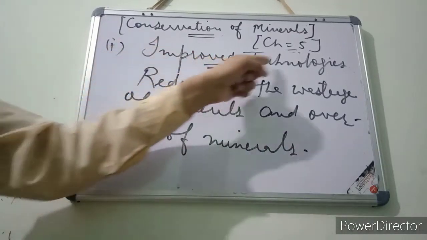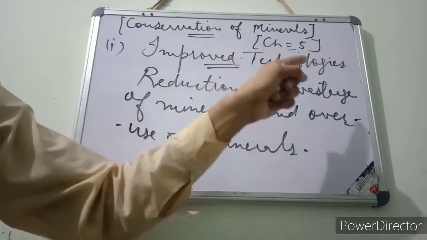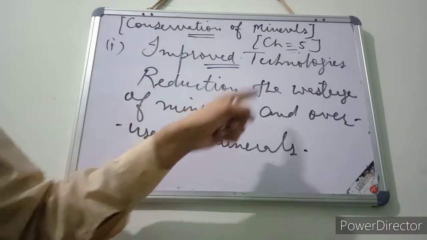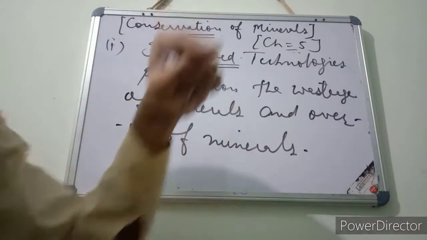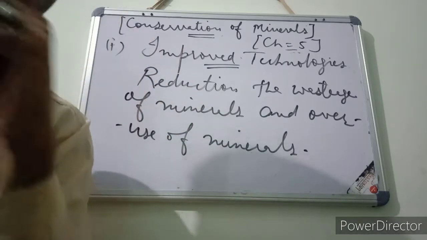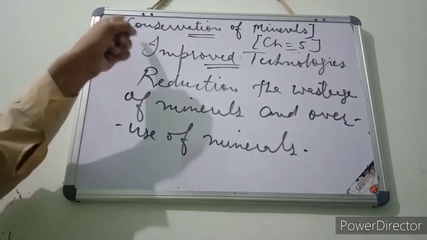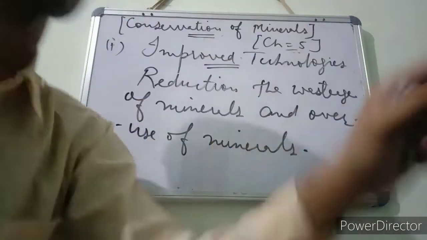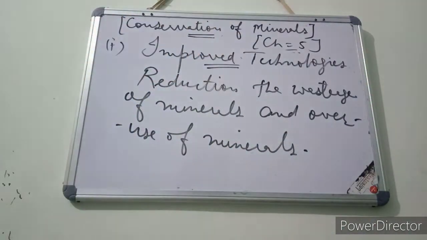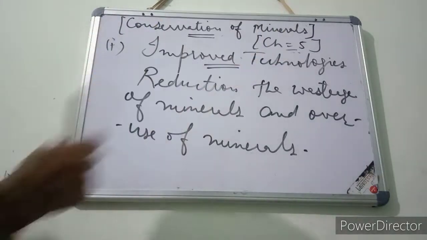अगर हम लोग नई से नई टेक्नोलॉजीज बना लेते हैं, इंप्रूव टेक्नोलॉजीज बना लेते हैं, दिस विल रिजल्ट इन द रिडक्शन ऑफ द वेस्टेज ऑफ मिनरल्स एंड ऑल्सो इन द ओवर यूज ऑफ मिनरल्स. जिससे क्या होगा? द मिनरल्स विल लास्ट लॉन्गर. एंड दैट मीन्स द कंजर्वेशन ऑफ मिनरल्स विल टेक प्लेस. ठीक है जी बच्चों, दिस इज द फर्स्ट स्टेप फॉर द कंजर्वेशन ऑफ मिनरल्स, दैट इज इंप्रूव टेक्नोलॉजीज. नेक्स्ट, नंबर 2.